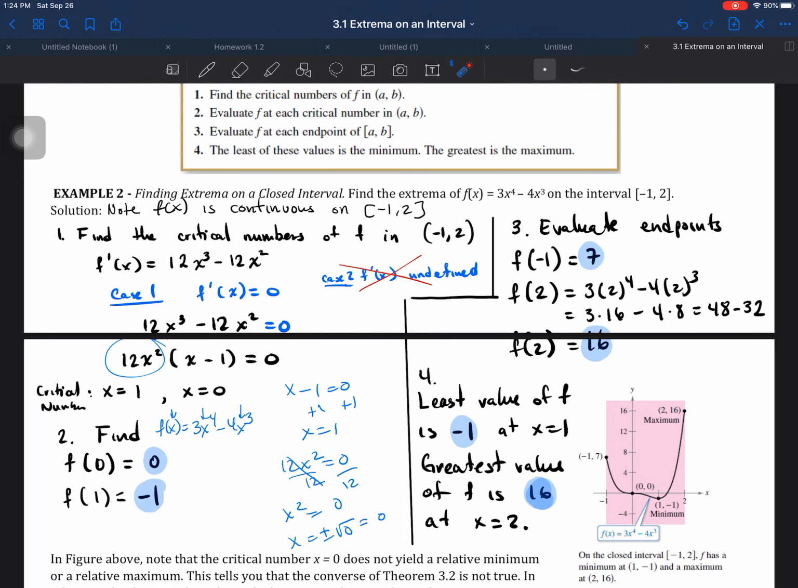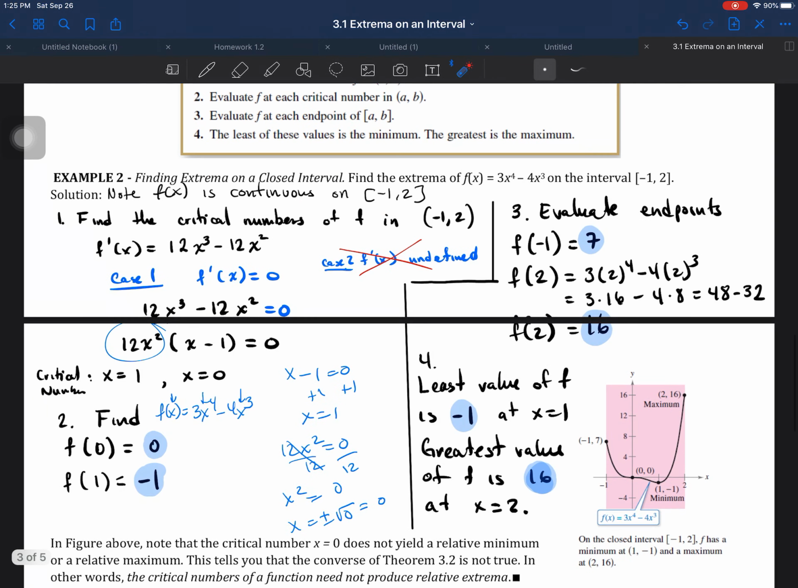So now at this point, you're going to look at the values of y. You have a 0, a -1, a 7, and a 16. So obviously the lowest point of the function is going to be -1. So the least value of f is -1, and we can see that it happens at x equals 1. The greatest value of f is 16, and it happens at x equals 2. And we can see that here in the picture to confirm that. At 1 we have the lowest point, and at x equals 2 we have the highest point, which happens to be 16.